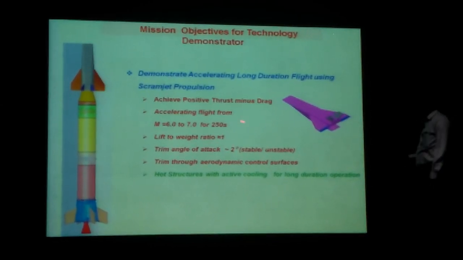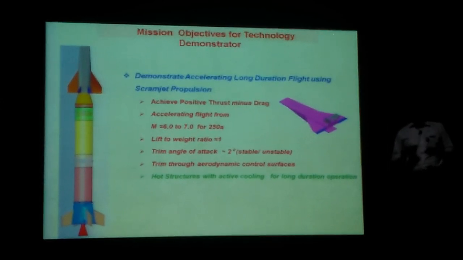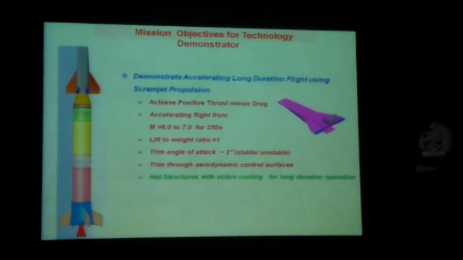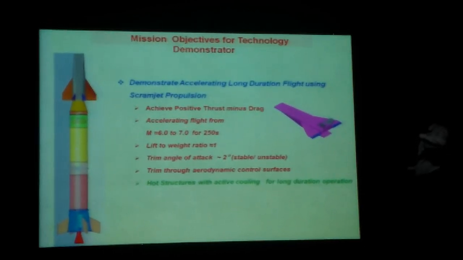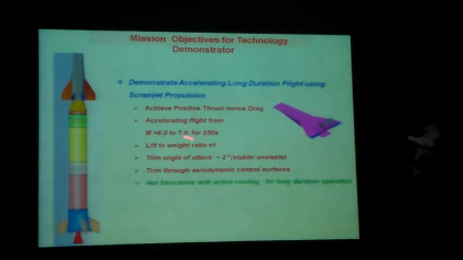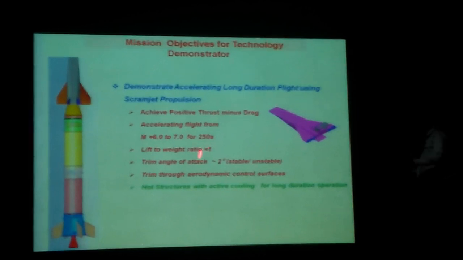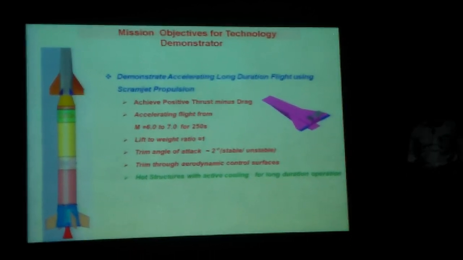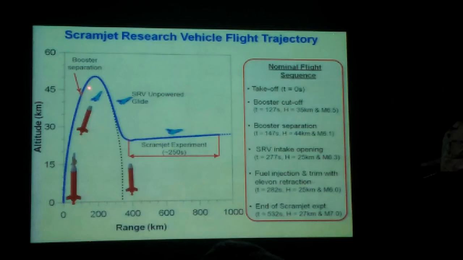And then on its own, it should go from Mach 6 to Mach 7 using supersonic combustion. So it should give a net T minus D positive. It's a bit challenging. It should be a reasonably level flight, lift to weight ratio should be 1. And then it should also get sufficient thrust to move from Mach 7. This is something like telling that you can travel from Trivandrum to Bangalore in 2 seconds. So this is something like that.